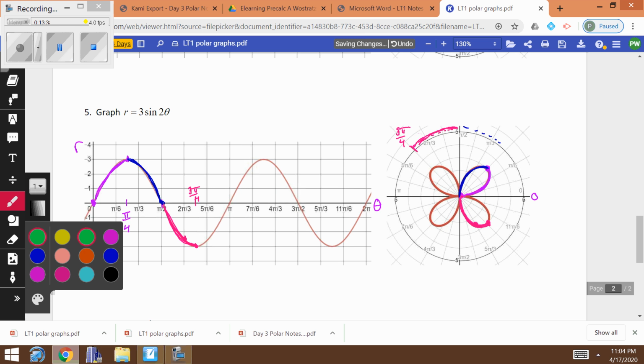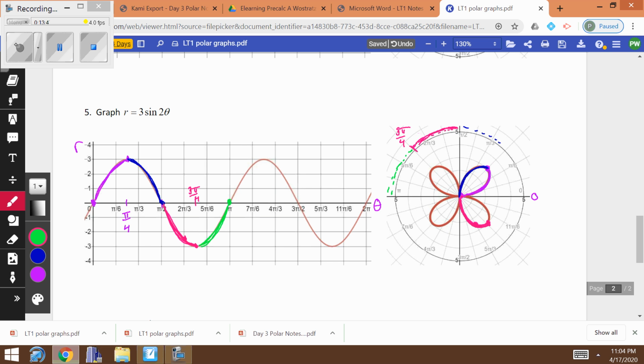Now if I go from 3 pi over 4 up to pi, thinking about the actual angle values, again it's all negative. That actually corresponds to this part. And again, it goes through the pole again. So it started off at the pole, went out, then came back down and intersected the pole right at pi over 2. Then in the pink, it goes back out. In green, it comes back and intersects the pole once again. And now we're back where our value is positive here.